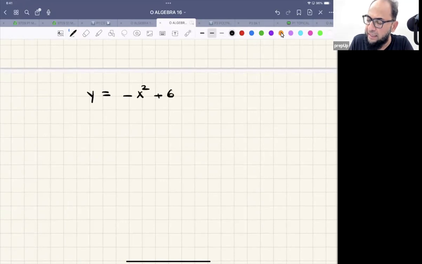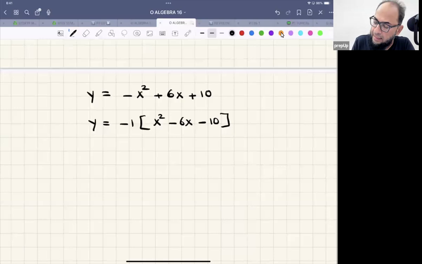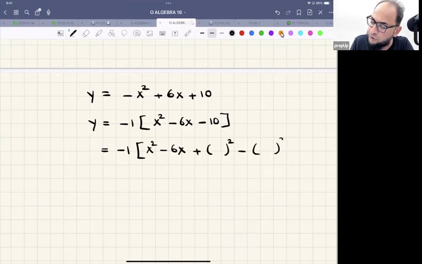y = -x² + 6x + 10. Now the coefficient of x square should be 1. So minus 1 should be taken common out. y = -1 [x² - 6x - 10]. This is negative 1 as it is, [x² - 6x + (    )² - (    )² - 10].